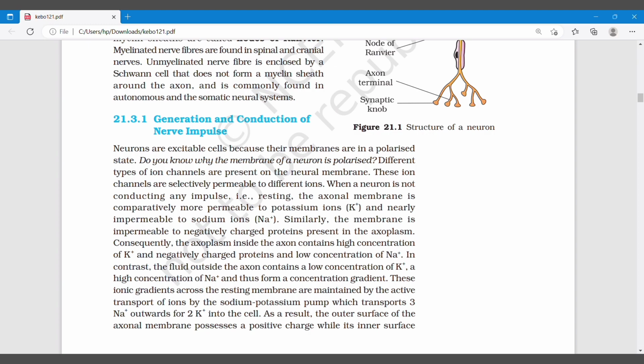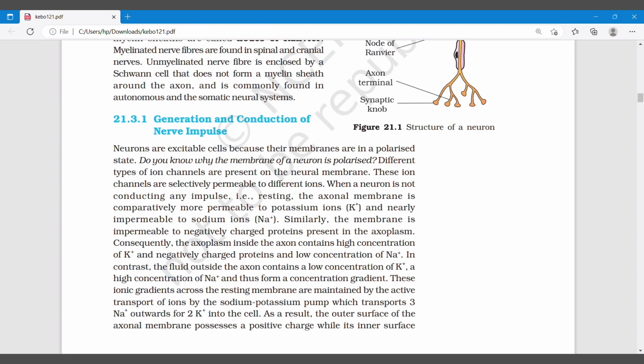When a neuron is not conducting an impulse, that is resting, the axonal membrane is comparatively more permeable to potassium ions, that is K plus, and nearly impermeable to sodium ions, that is Na plus. Similarly, the membrane is impermeable to negatively charged proteins present in the axoplasm. Consequently, the axoplasm inside the axon contains a high concentration of K plus and negatively charged proteins and a low concentration of Na plus. In contrast, the fluid outside the axon contains a lower concentration of K plus and a high concentration of Na plus, and thus forms a concentration gradient.